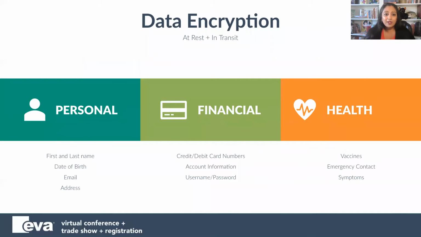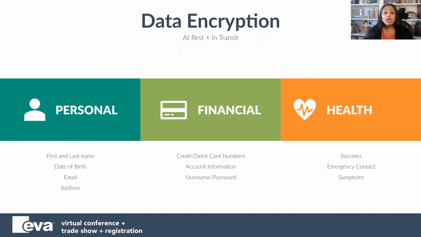Now we talked about filling out the form, and now you've got all this data. What data actually needs to be encrypted? Is it everything? Well, if you Google data encryption and GDPR, it will seem like you need to encrypt everything. And you could do that, but the most important things that you want to remember are 3 different categories: the personal information, the financial information, and the health information.